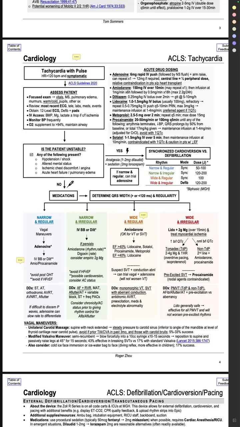Then you have wide and irregular rhythms. You have lidocaine plus 2 grams magnesium. And if you suspect torsades, you give another 2 to 4 grams magnesium. Otherwise, you can do amiodarone plus procainamide. But that's basically the gist of ACLS tachycardia.